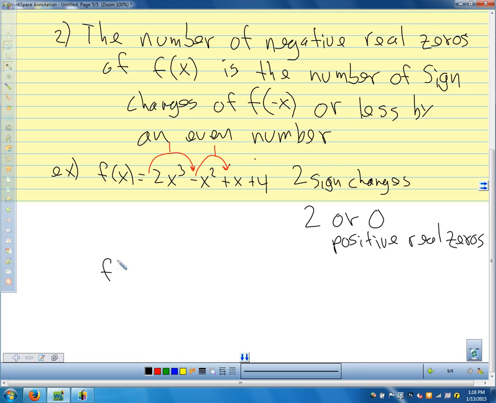F of minus x. Really easy to find f of minus x. Change the signs on the terms with the odd exponents. Minus 2x to the third, minus x squared, this is even, minus x plus 4. And now I'm going to count those sign changes. Don't have one there, don't have one there, I have one there. We have one sign change.